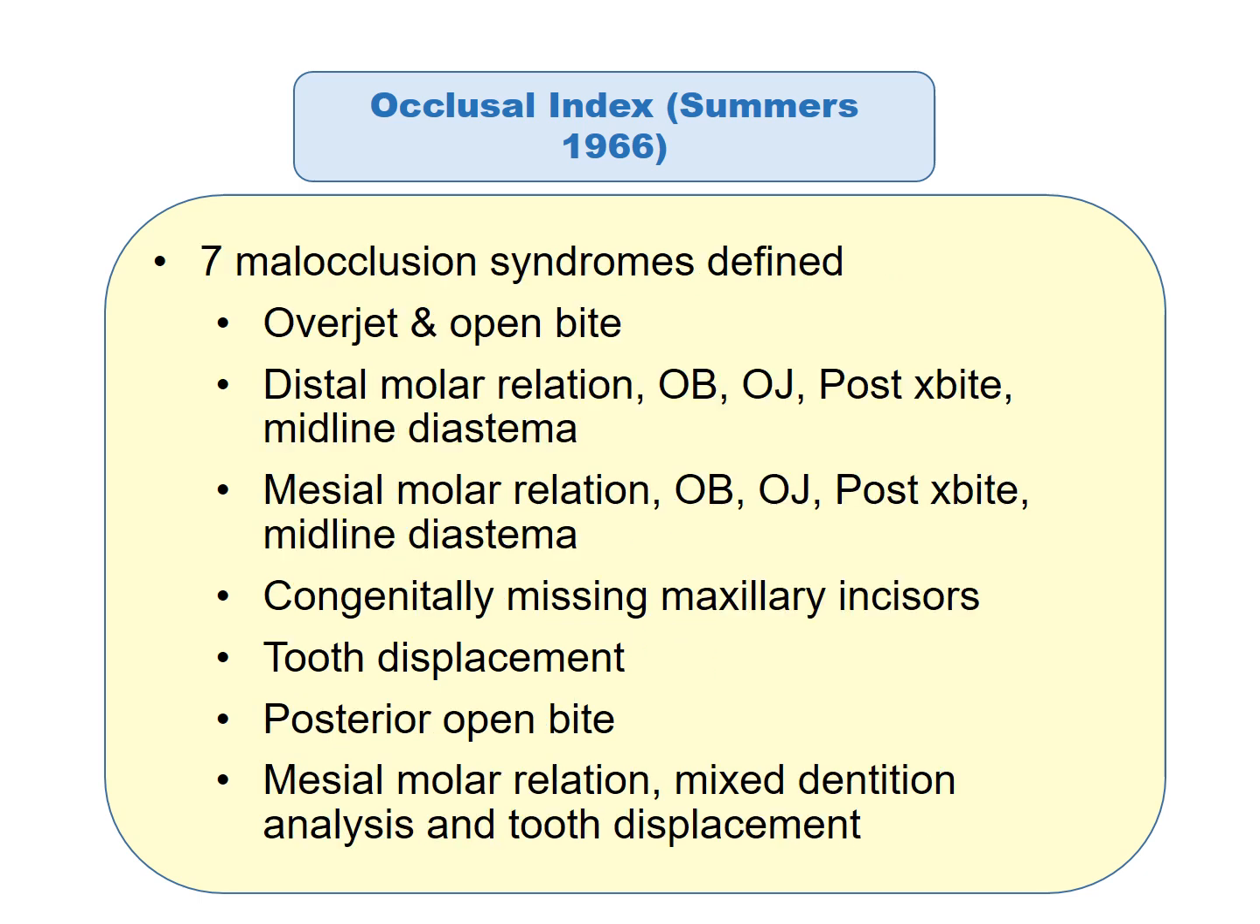Now based on those 9 measurements, there are 7 malocclusion syndromes defined by this index. One is overjet and open bite. Two, distal molar relationship, overbite, overjet, posterior crossbite and midline diastema. Thirdly, mesial molar relation, overbite, overjet, posterior crossbite and midline diastema. Congenitally missing maxillary incisors. Tooth displacement. Posterior open bite or mesial molar relation. Mixed dentition analysis and tooth displacement.